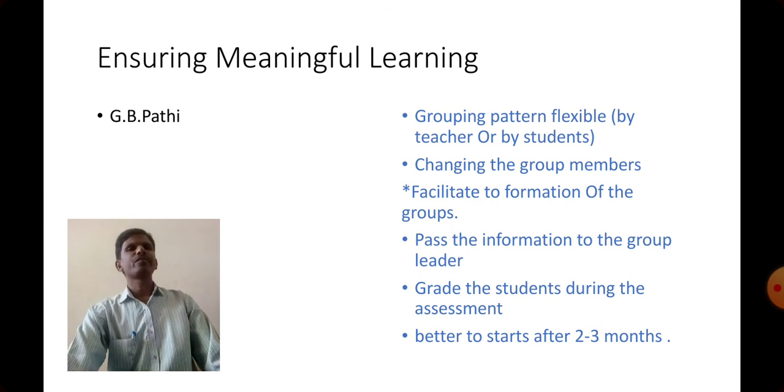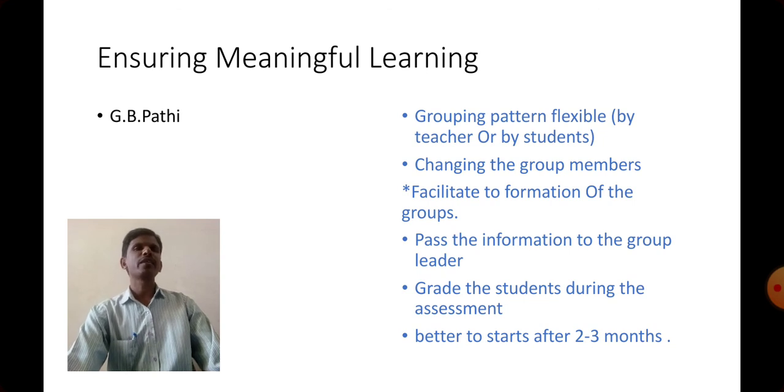What is the first one? Grouping pattern should be flexible. Means when we are asking the students to make themselves into groups, we should give choice to the students first. If there is a problem in formation of the groups by the students, then the teacher has to take care and make the groups. This is the first one.